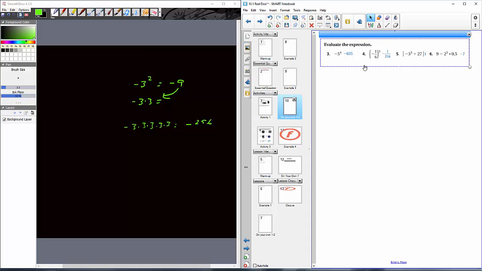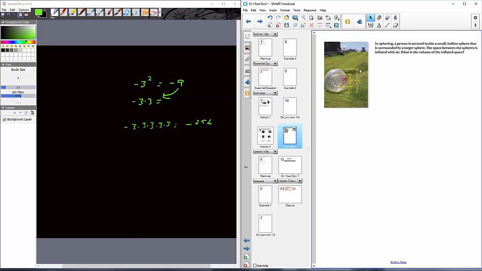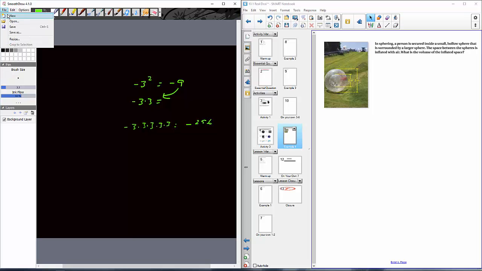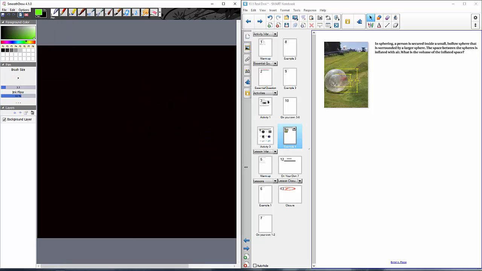So if I look here, I get negative 625, negative 1 over 216, I get 1, and then finally negative 7. This one here is a real interesting problem. We know that the formula for a sphere, let me just write this down, is 4/3 radius cubed times pi. This right here is diameter, so it's saying the diameter of this is going to be 3. So the radius would be half of that, right? So basically I have 4/3 times 1.5 to the 3rd power times pi.